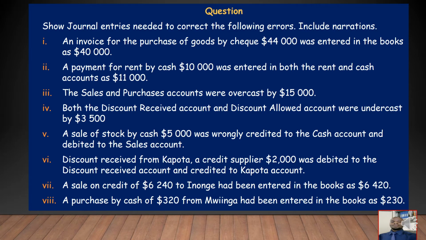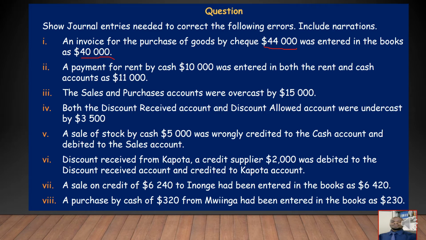So in this particular question, let's take a look at what the problem is. The problem is that a check for $44,000 was paid, but what was entered in the books was $40,000. So clearly we can see that the check was 44, but what was entered was 40. So this was an undercast by 4,000 kwacha. The amount entered in the records was less by 4,000 kwacha.